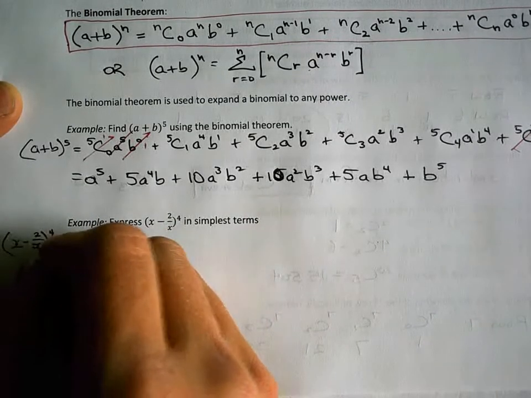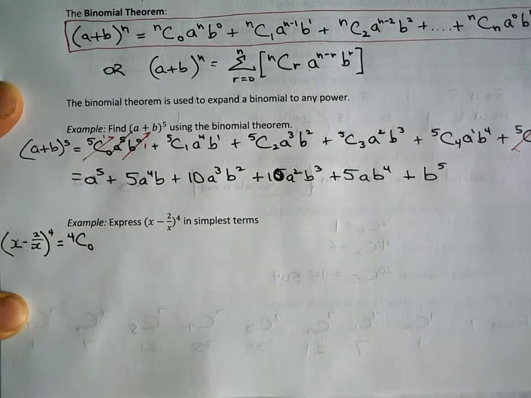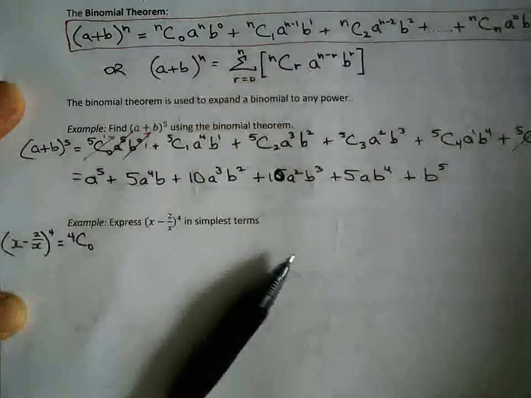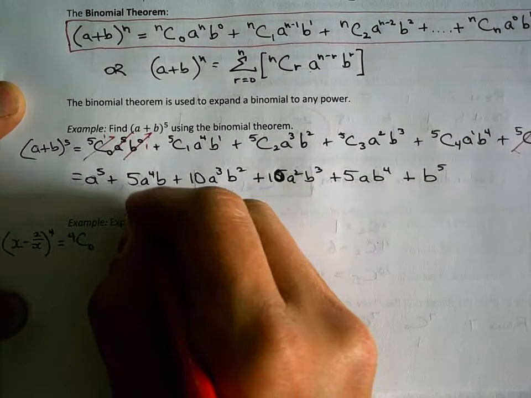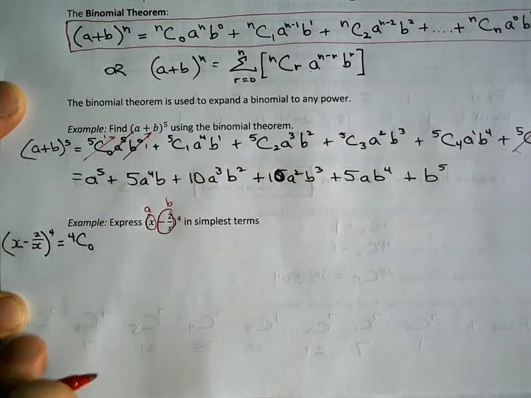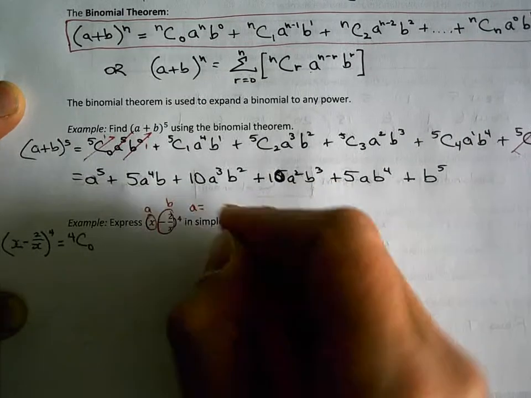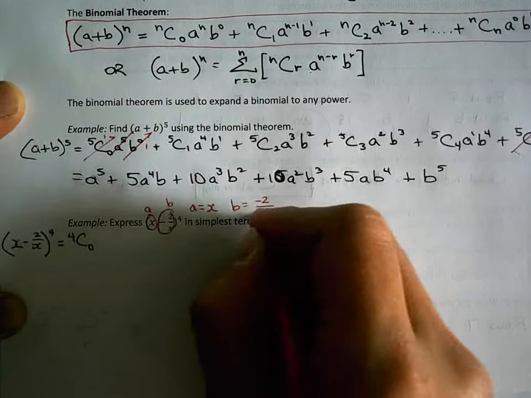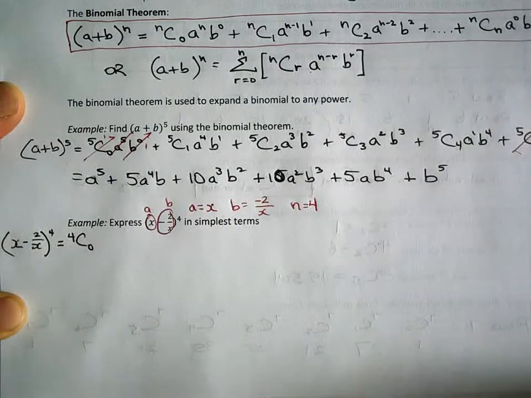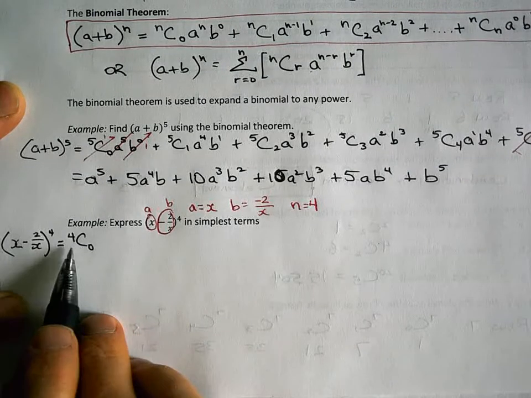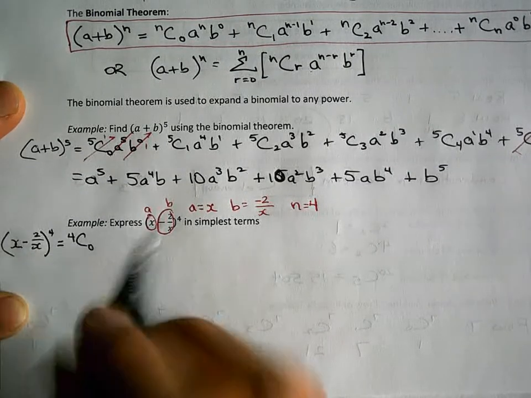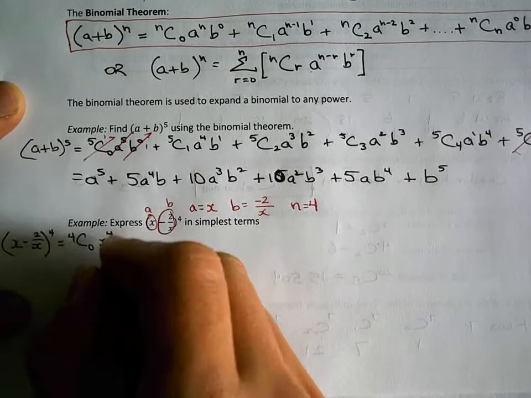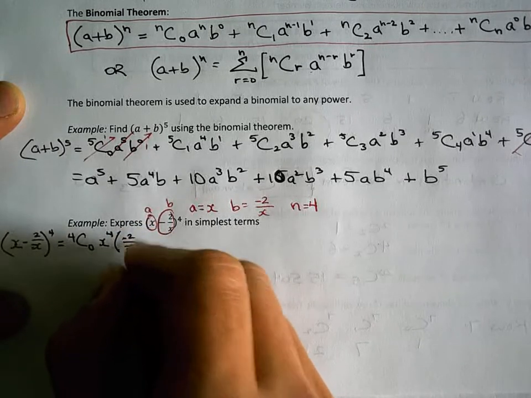So first we have 4 choose 0. That's my first term, right? Before we do this, this is a, this is b. So for all of these expansions, a is equal to x, b is equal to negative 2 over x, and n is equal to 4. So we have 4 choose 0. Then I need the a, so that's x, to the power of 4. And I need the b, negative 2 over x to the power of 0.